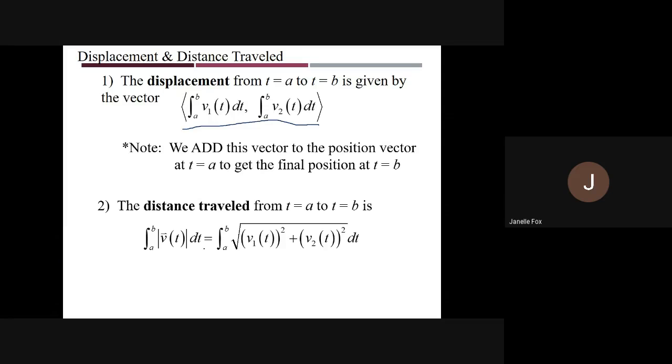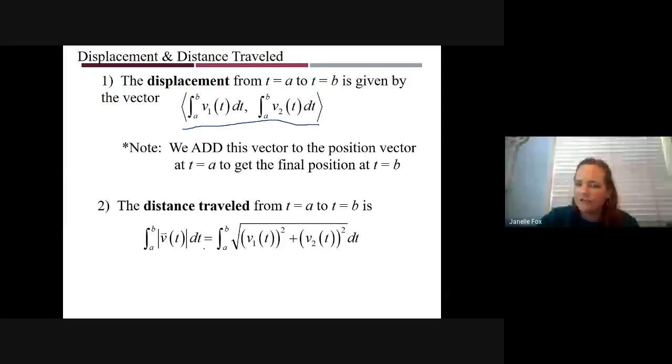Okay, so if I were to say I walked 2 miles today, would it matter if I walked forwards or backwards? No, it would still be 2 miles. So this is not a vector. Again, this is a quantity. So we're going to take the integral of the magnitude of the velocity vector, and we know that this is going to be a number.